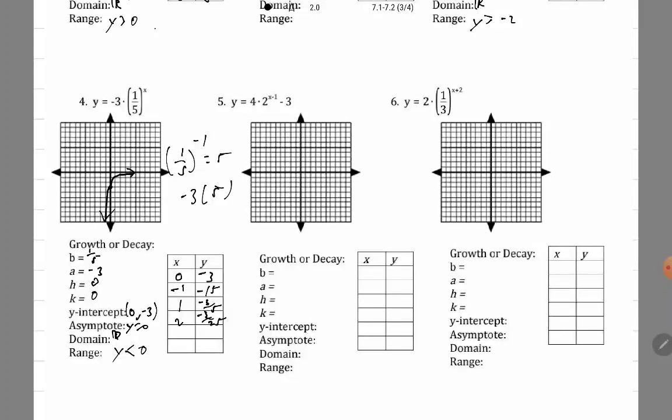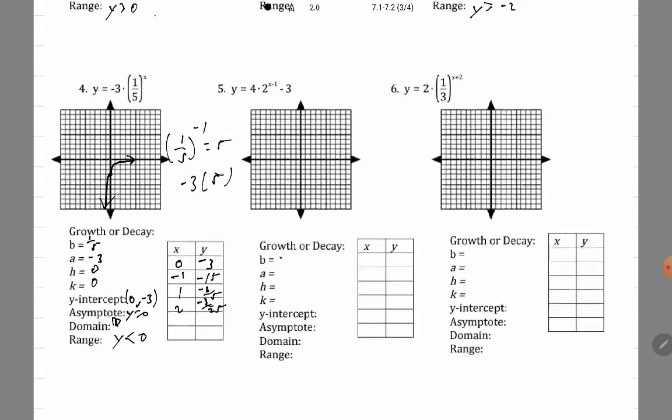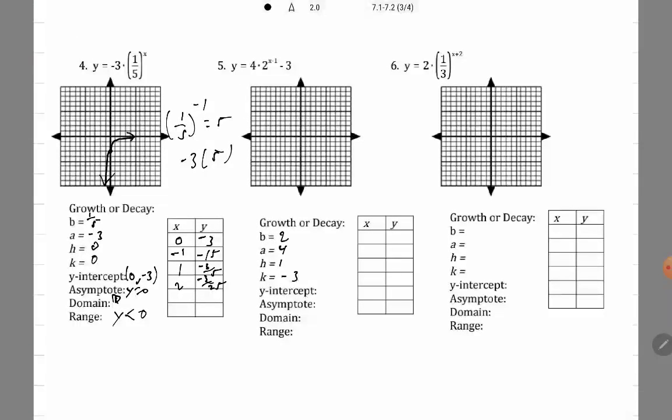Alright, two more and I'll let you guys go. Okay, b value 2, a value 4, h is 1, so it says minus 1 up there, so we're going to use positive 1. K is negative 3.